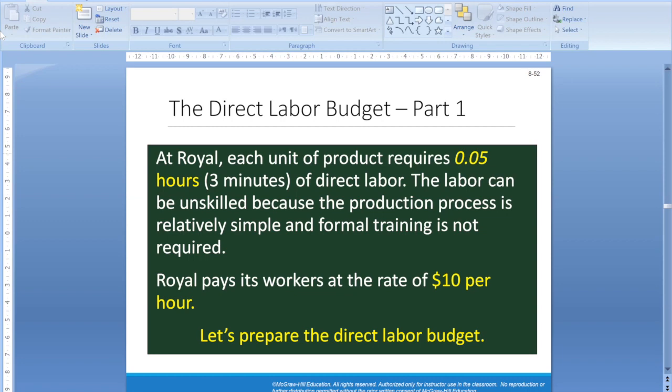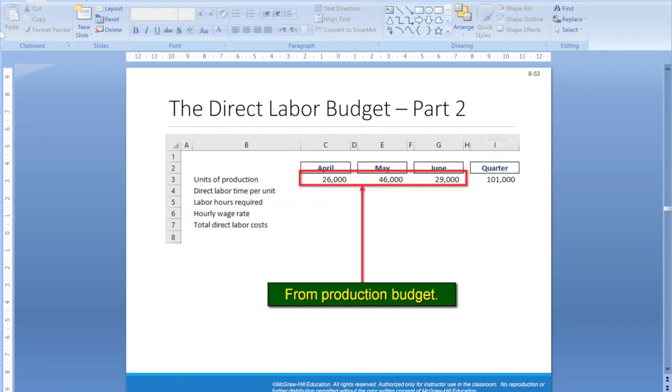Labor budget depends on what? How many units do we need to produce? So for the direct material, the key is the production. For the direct labor, the key is the production. For the manufacturing overhead, we also need the production. So the labor budget starts with the production budget.